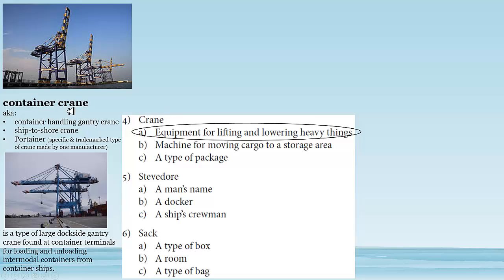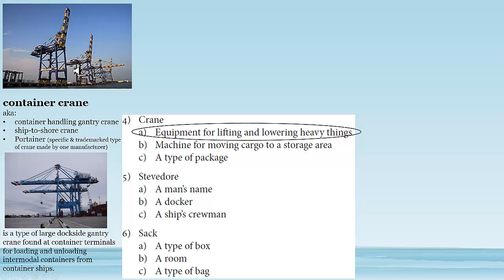Why do we say gantry crane? Because you can see these rollers at the bottom where it can roll horizontally along the quayside to get better access to the cargo holds on board a ship. So it's on wheels, that's why it's called a gantry. And then portainer is actually a specific type. I have a picture of a portainer down here. It's made by one manufacturer. It's trademarked. You see them around at different ports, but that actually is a portainer.